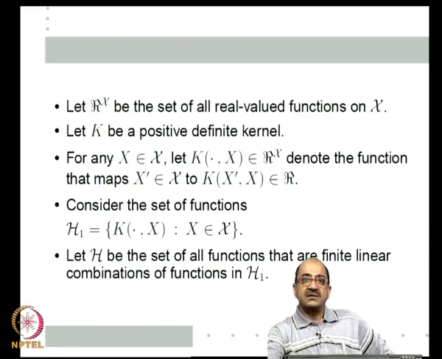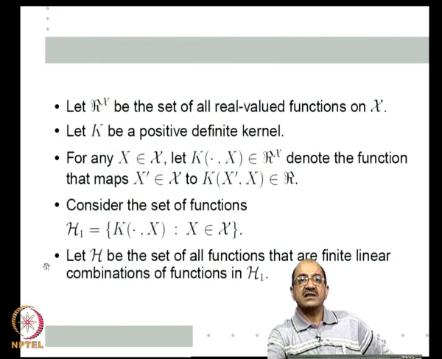Let script H be the set of functions that are finite linear combinations of functions in H1. So, you take H1 and make finite linear combinations, let us say alpha 1 K(dot, x1), alpha 2 K(dot, x2), like that. So, all possible finite linear combinations of functions of H1. If you take all possible finite linear combinations of functions of H1, let us call that set of functions script H. So, script H is the set of all functions that are finite linear combinations of functions in H1.